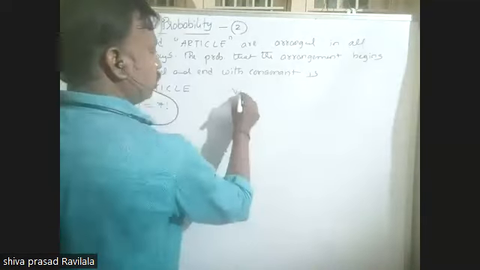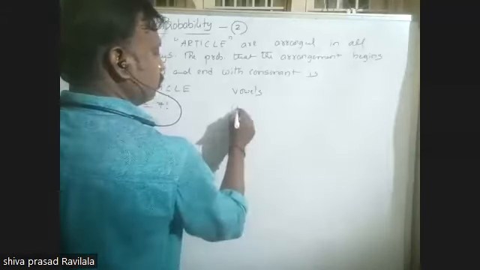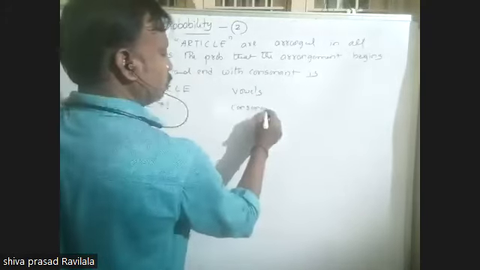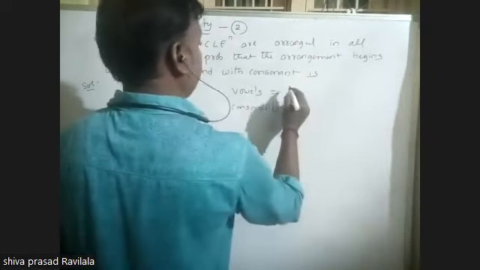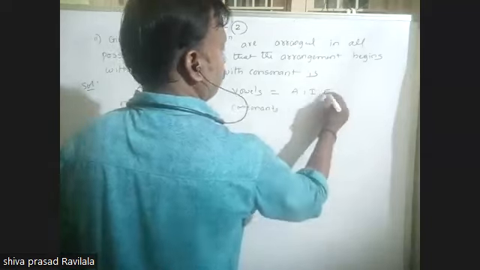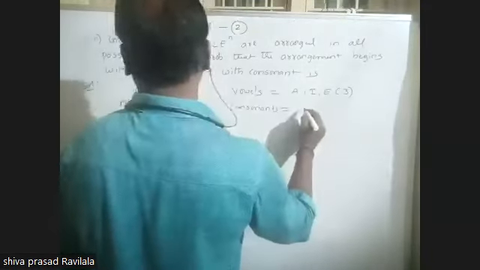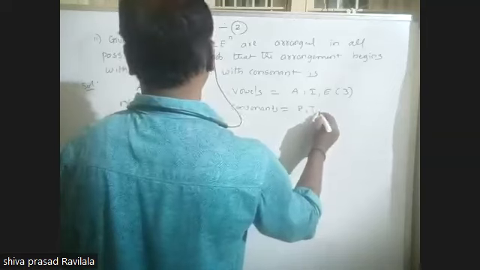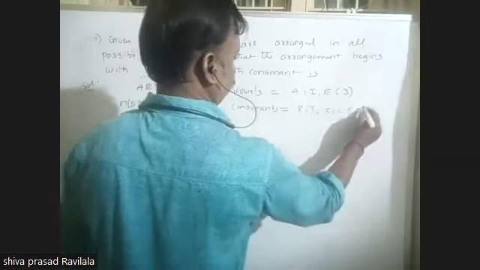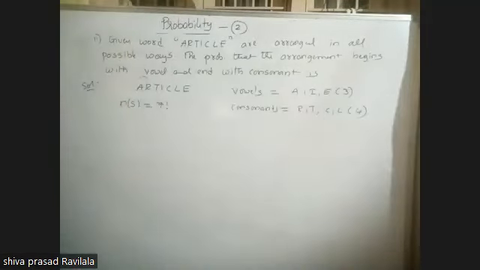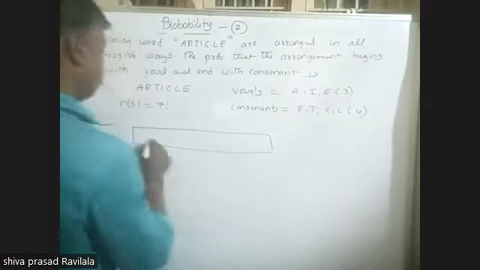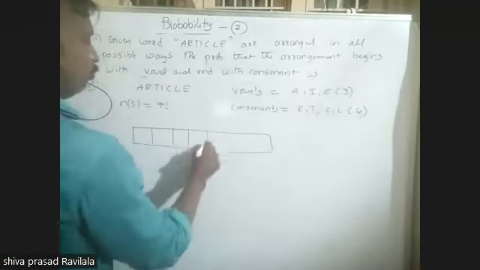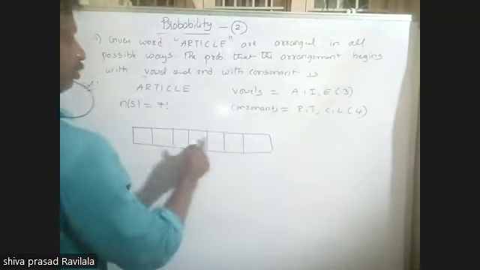In this, how many vowels? You separate the vowels and consonants. Vowels: A, E, A, I, E. Here 3 vowels and the remaining are consonants. Consonants how many? R, T, C, L. 4 consonants. And how do you arrange all this? Here one condition is given: 1, 2, 3, 4, 5, 6, 7.